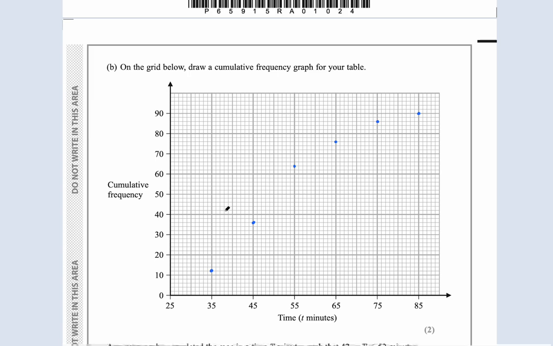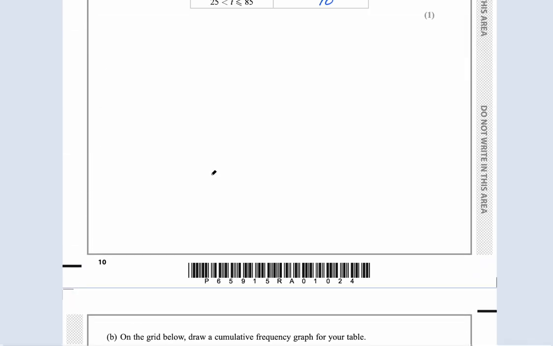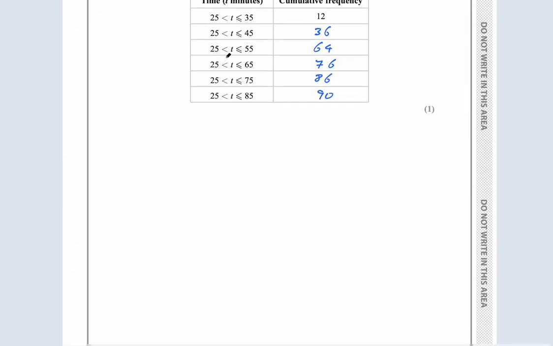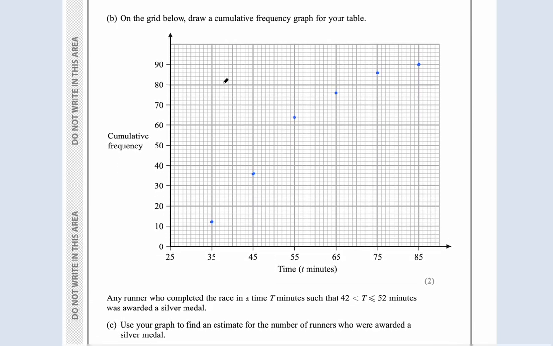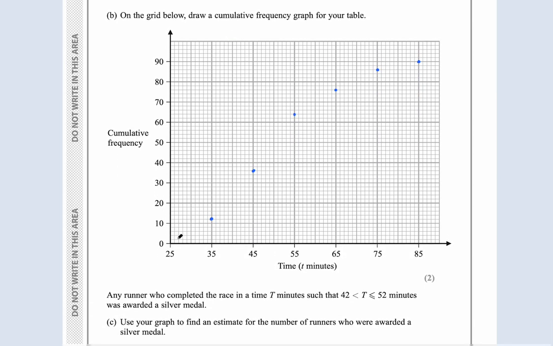Okay, that's my curve. I'm going to start from 25 because that's the beginning. So we start from 25 and we join these up and we try to make a smooth curve. I always apologize, guys, when I draw these. It's quite tricky for me, but try and do better than that. That is my cumulative curve.